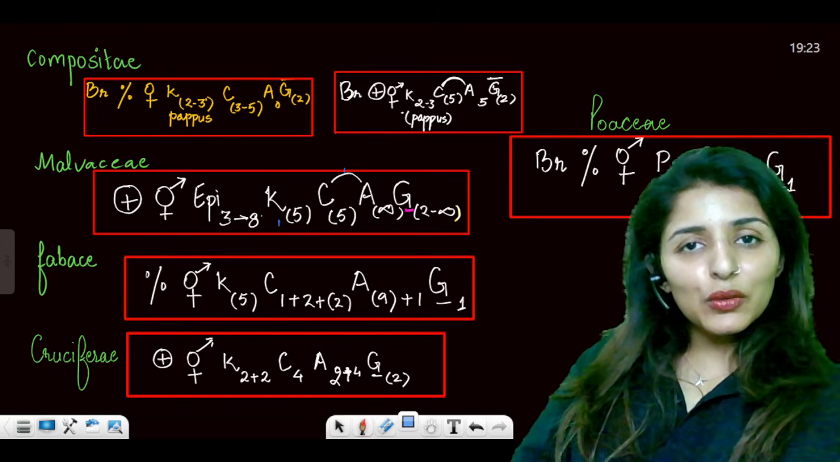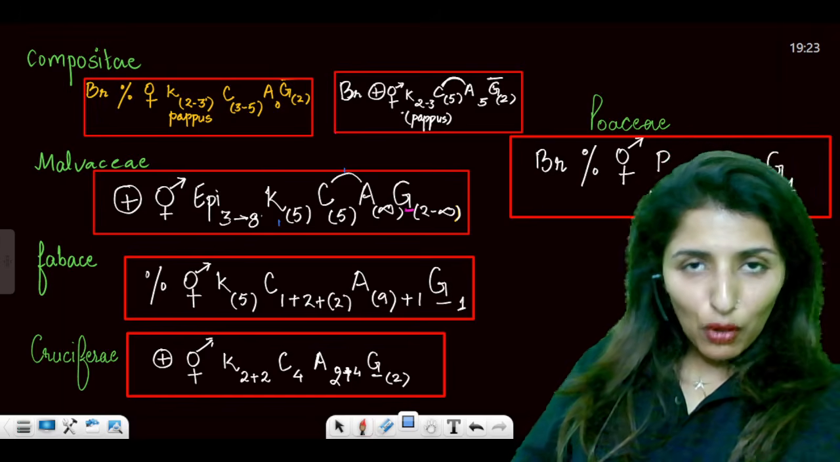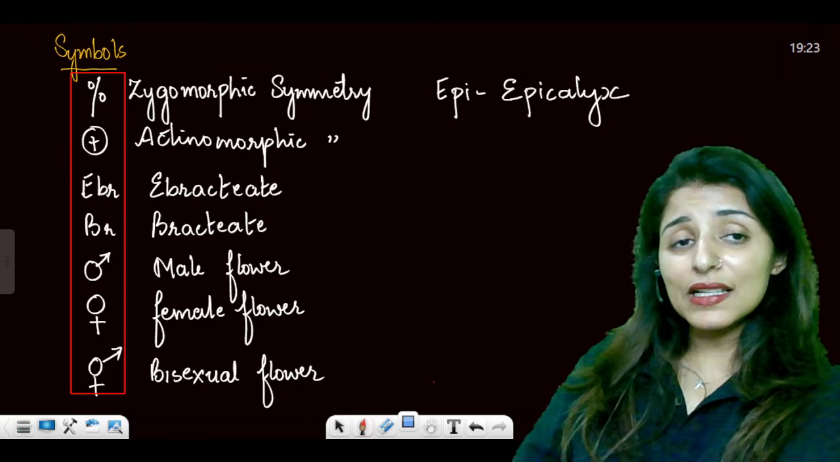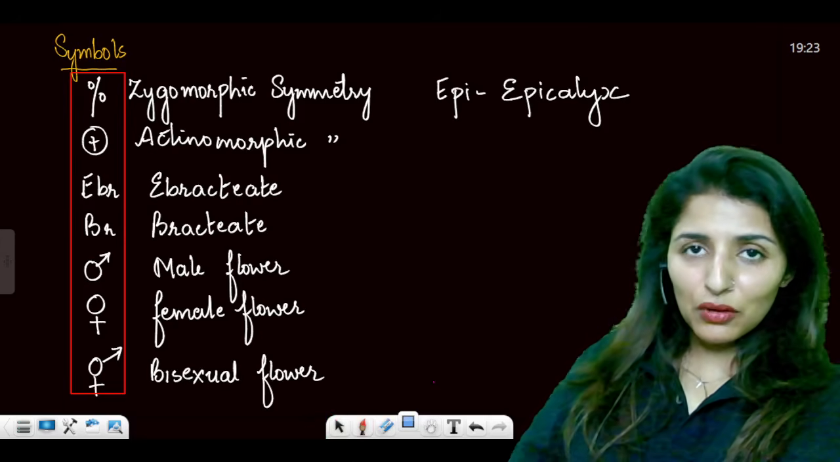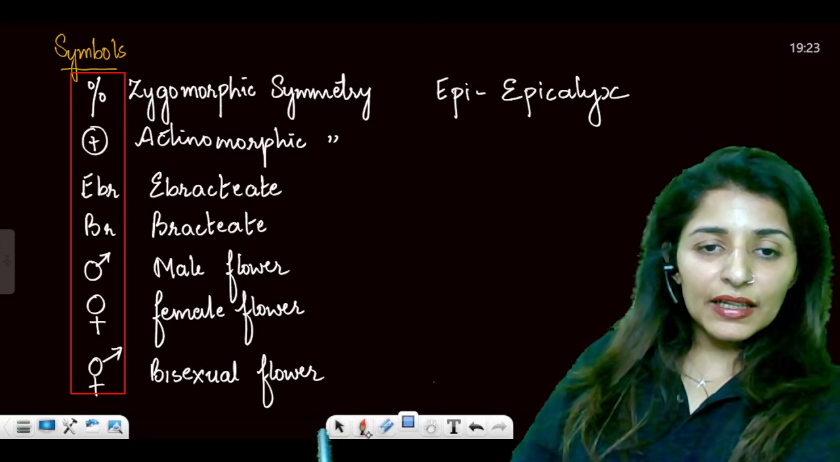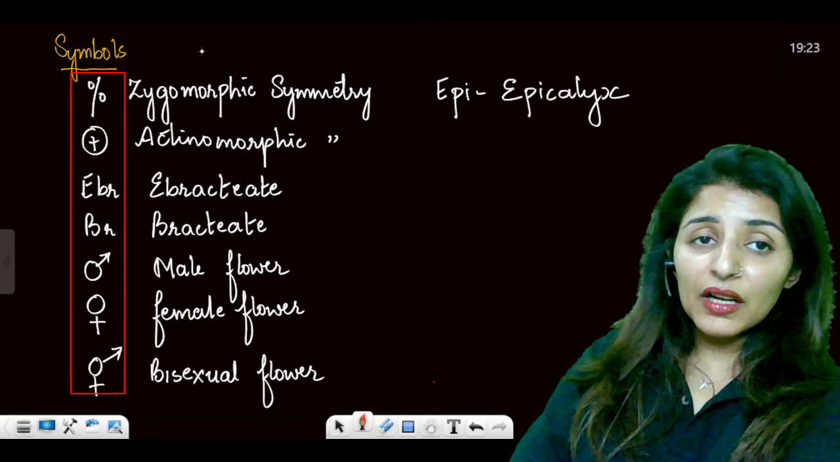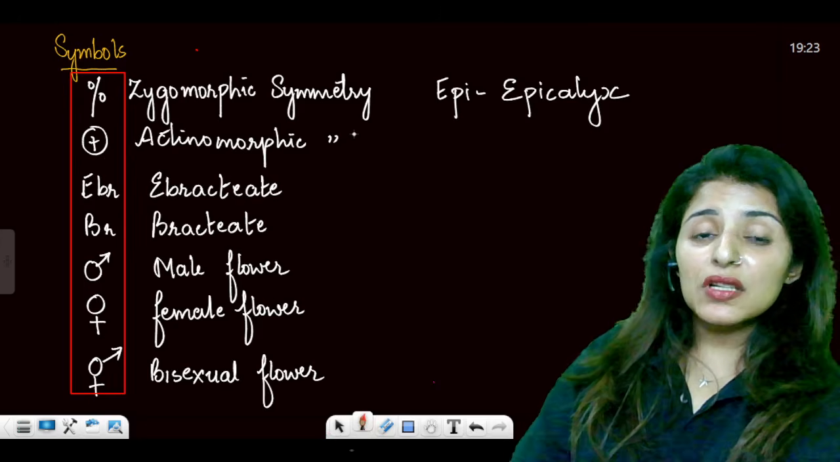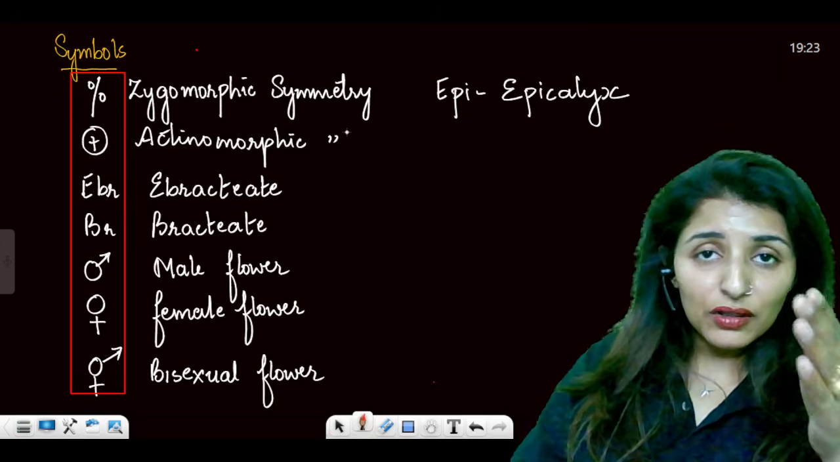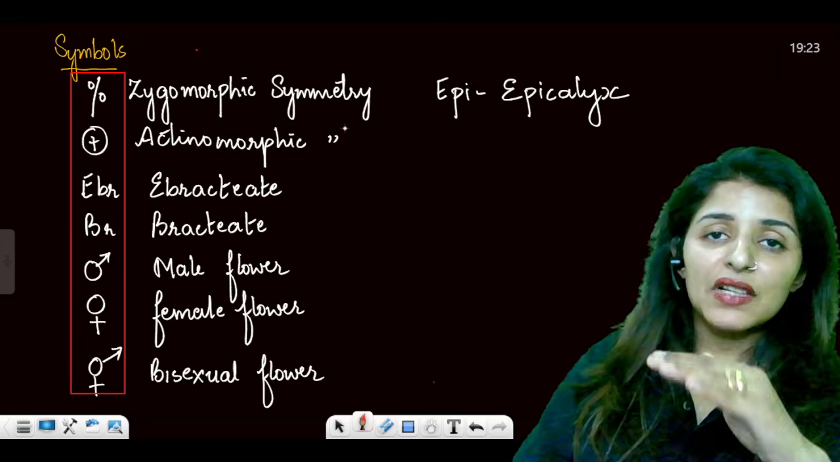So, before we come to these floral diagrams and floral formulae, let's quickly recap all the symbols that are going to be used in the formulae. This sign indicates zygomorphic symmetry, also known as bilateral. Then this is actinomorphic, which is radial, that means the flower can be divided into 2 equal halves in any plane.